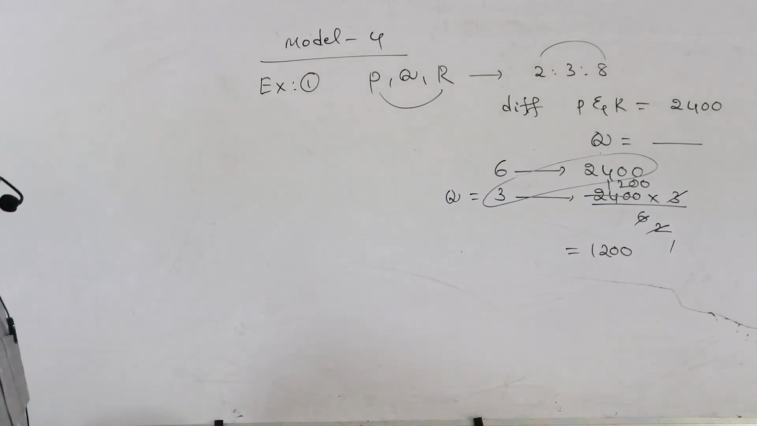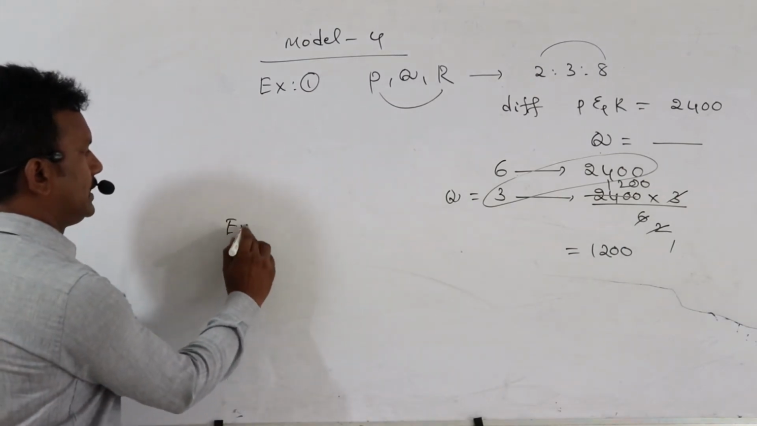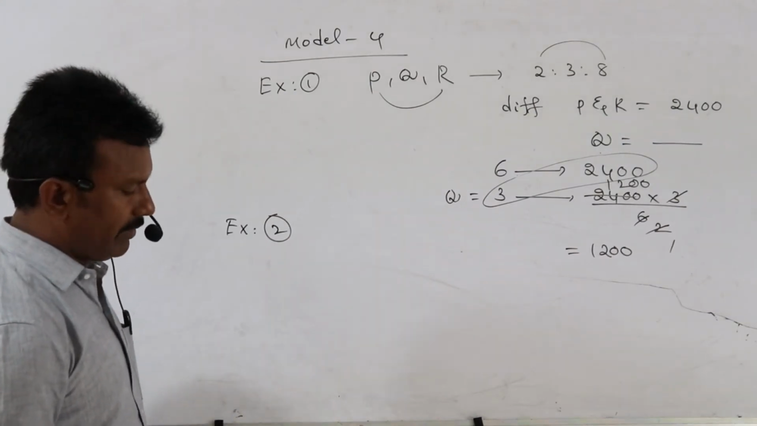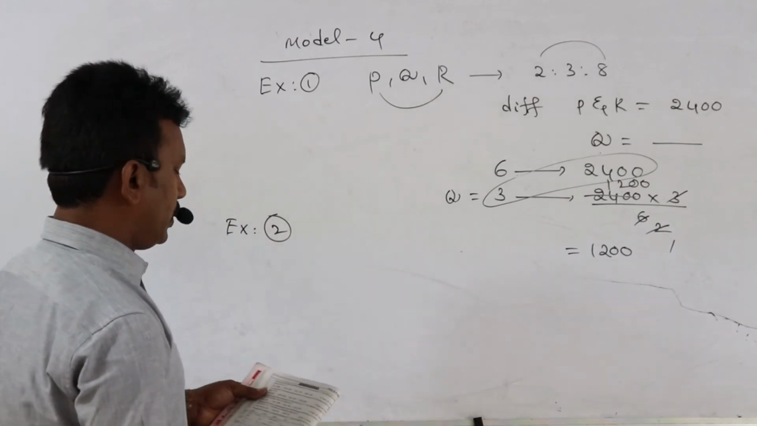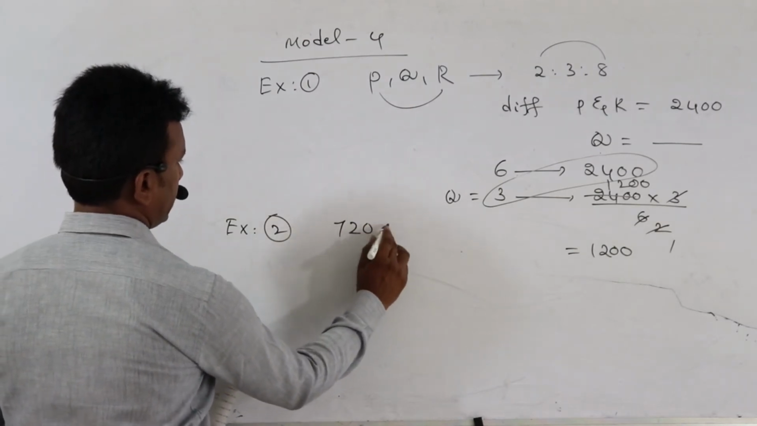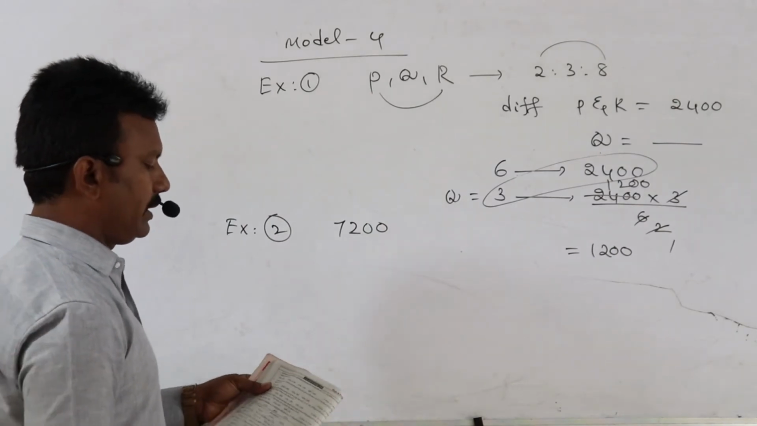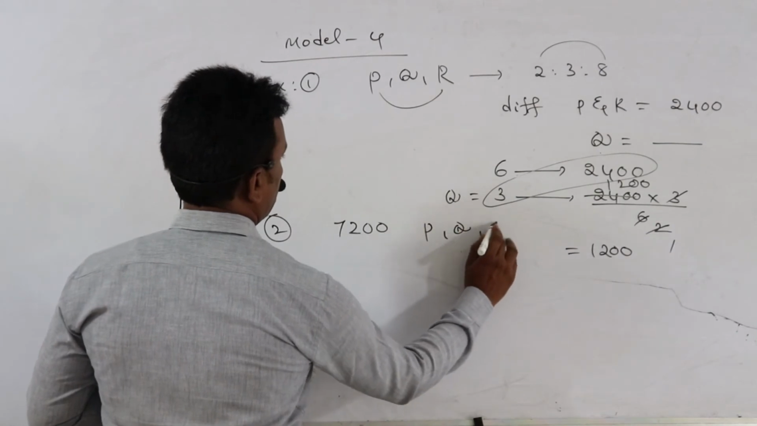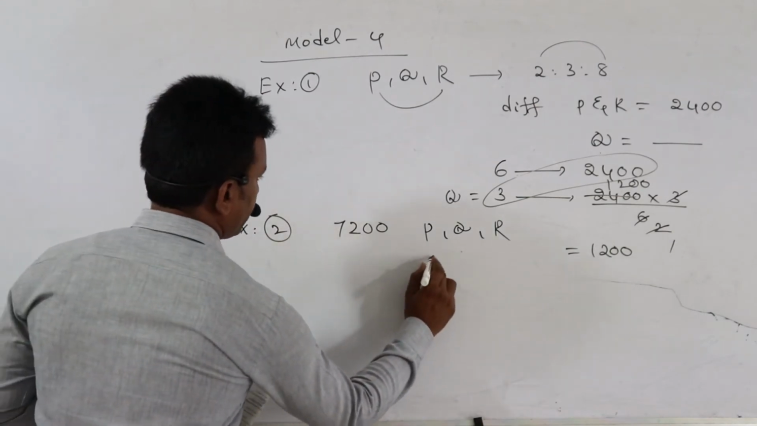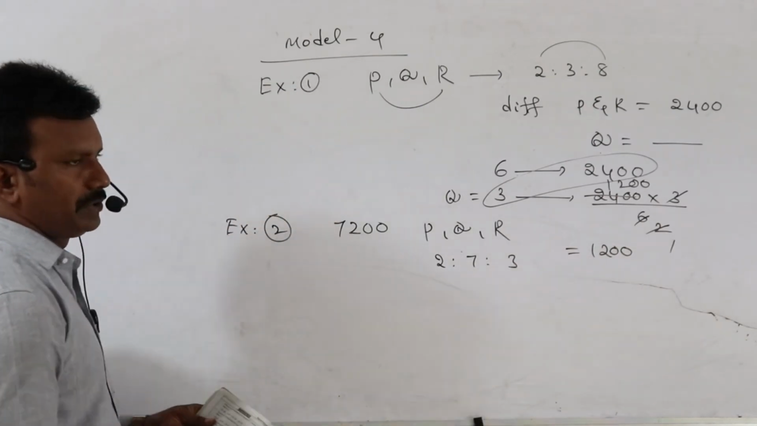Right? So in this model, one more example. We are following one more example, that is example 2. In our example 2, the given values are an amount of 7,200 rupees, distributed among P, Q and R, three members, in the ratio 2 is to 7 is to 3.